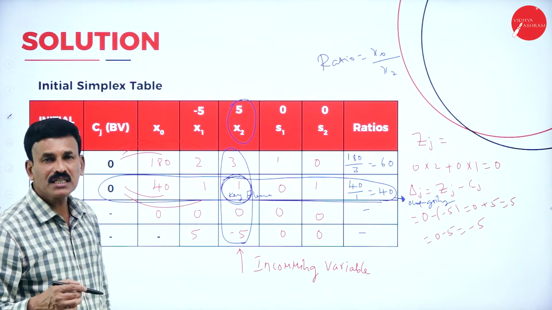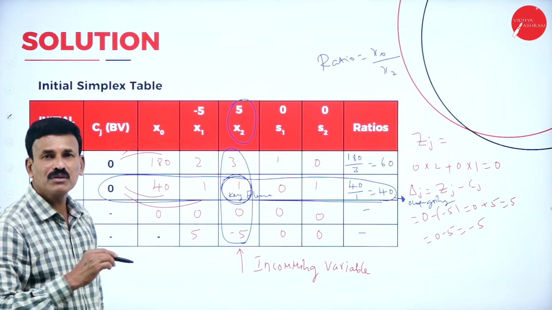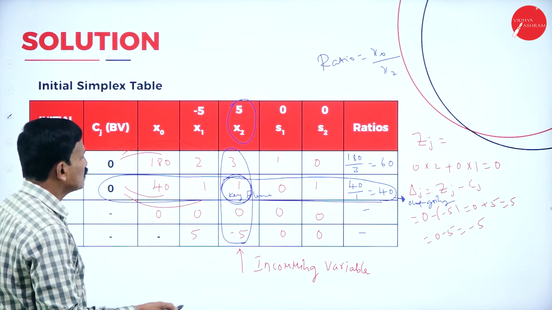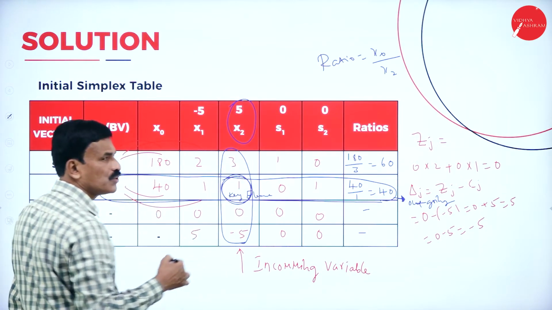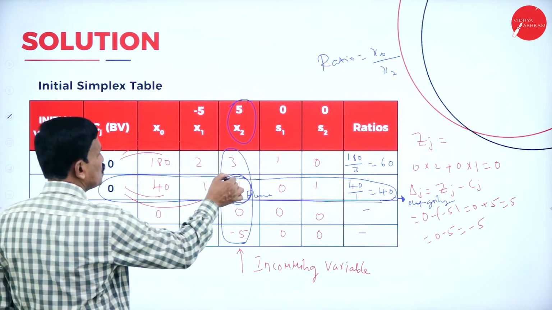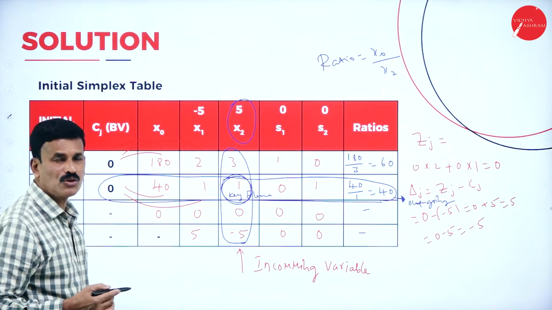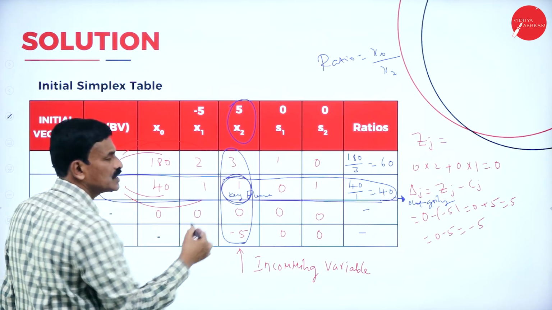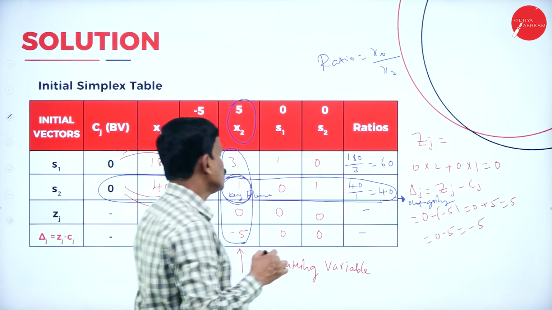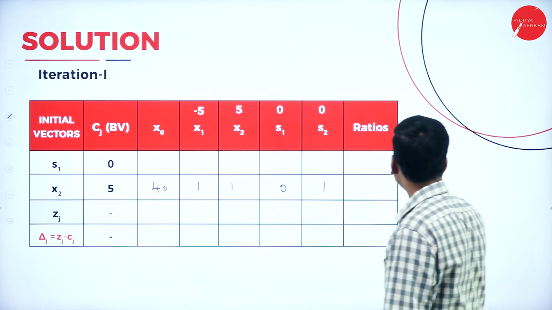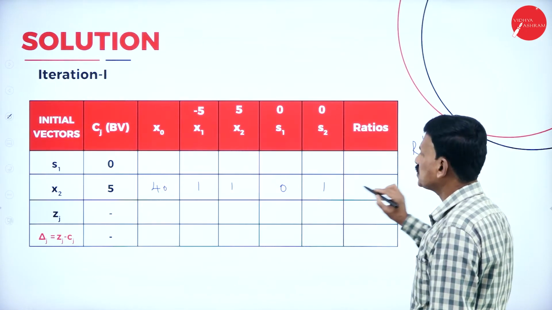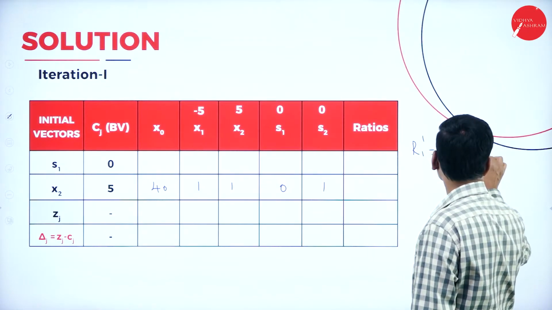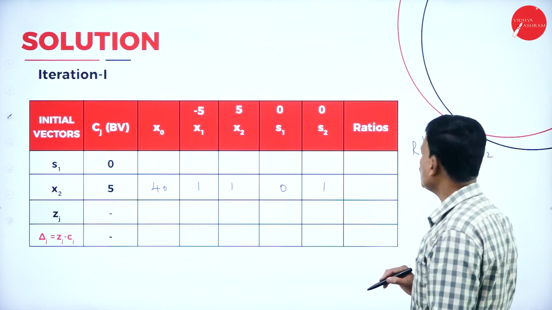Suppose it is other than 1, just make it 1 by dividing the entire row by that key element. Now next, convert this 3 to 0. To convert this 3 to 0, we are going to use an elementary row operation. Using the elementary row operation, r1 dash is equal to r1 minus 3 times r2. So what is r1?